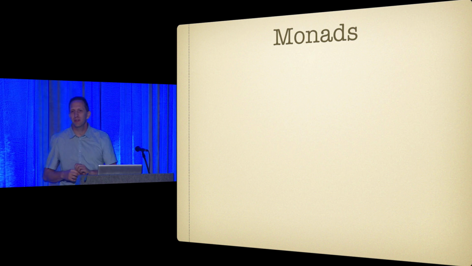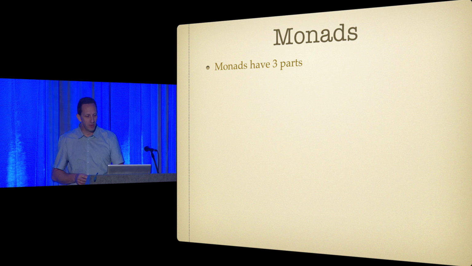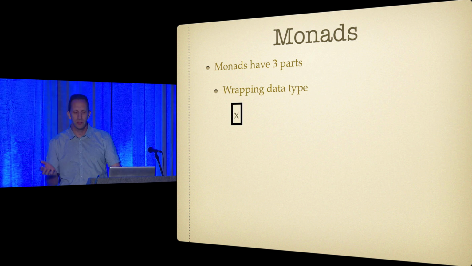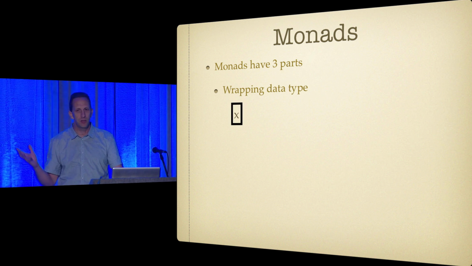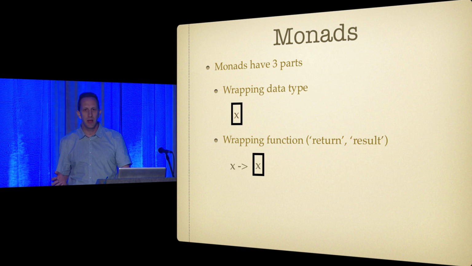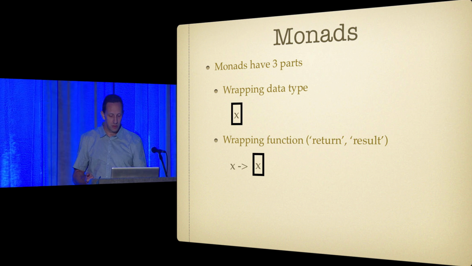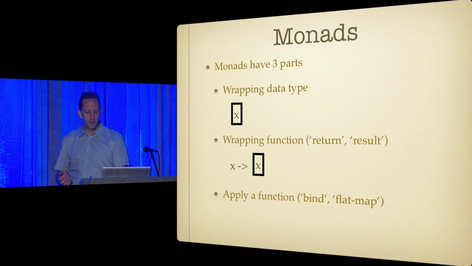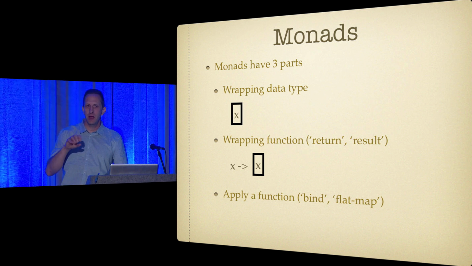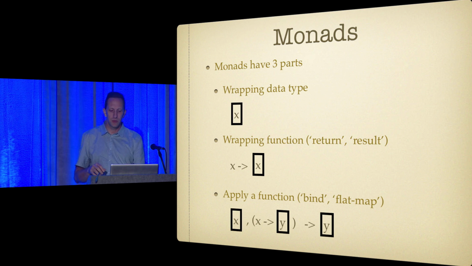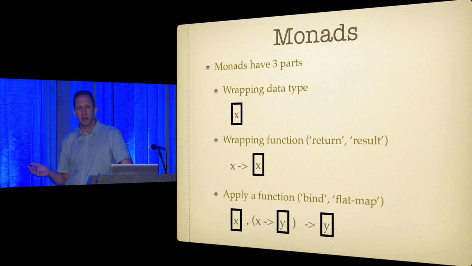So let's review a little bit about what a monad is. Monads are really pretty simple. They only have 3 parts. A wrapping data type, so it's a data type that holds any value of any other kind of data type. A function that takes a plain value and wraps it, and a lot of times those are called return or result. And then a function to take a wrapped value and apply a function to it. And that's often called bind or flat map.